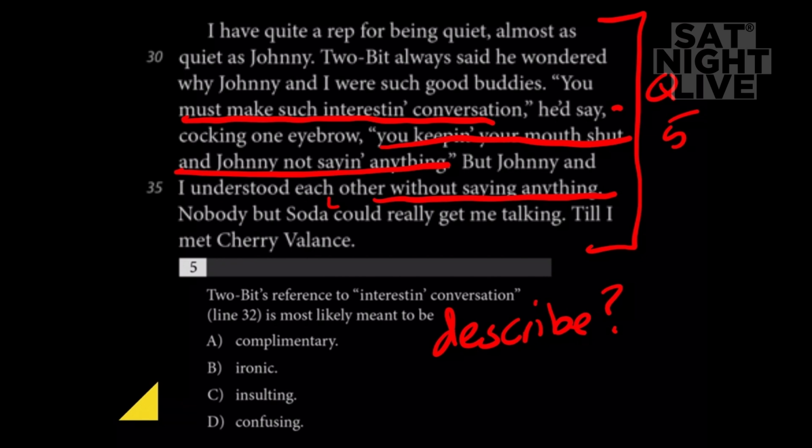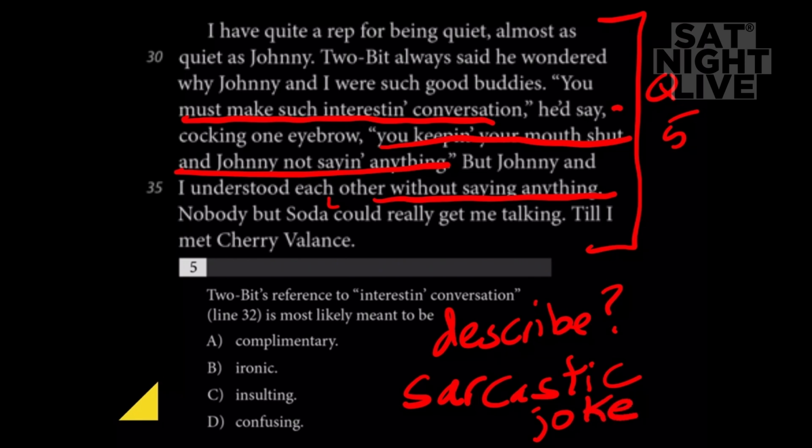And so what I might do is say, wait a second, if it's interesting and they don't talk to each other, I might write down that Tubit is trying to be sarcastic, or he's making some type of a joke, showing that these two people who don't talk to each other wouldn't actually make for interesting conversation. If I go to my answers, complimentary definitely doesn't work here because he's not paying them any type of compliment, and I would cross that out.